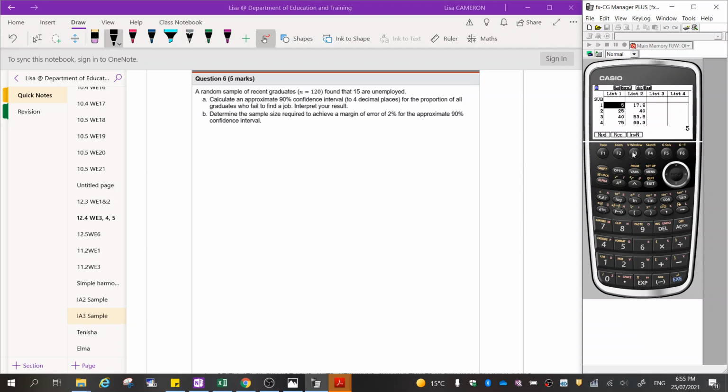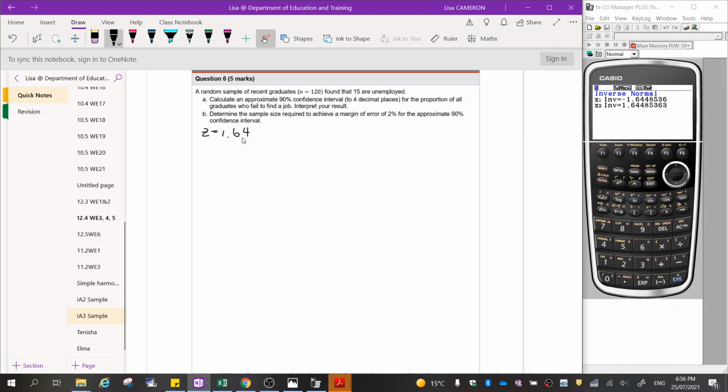But I'm going to go distribution, normal, inverse normal. We're going to go central. The area is going to be 0.9. I'm going to set my standard deviation to 1 and my mean to 0, and that's going to give me the Z-score at 90% confidence. So for me, the Z-score is equal to 1.64.